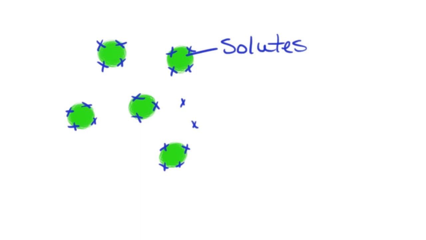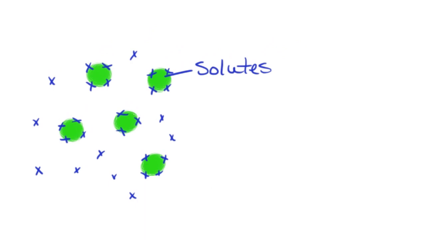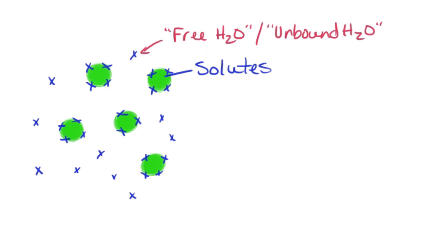And then we also have some water that's going to be floating around freely in the solution. So what we end up with is really two different populations of water molecules. We have water molecules like this one, which we're going to call free water molecules, or you could also refer to these as unbound, because it's water that is not bound to a solute. And then we also have the water molecules that are actually bound. So these will be our bound water. Okay, so we have free water and we have bound water.